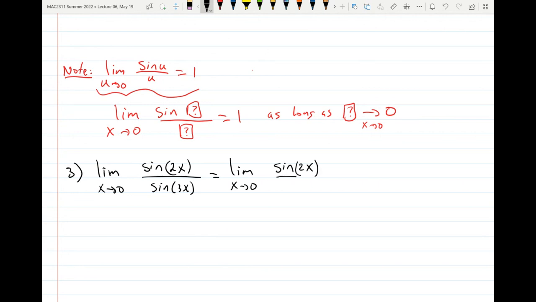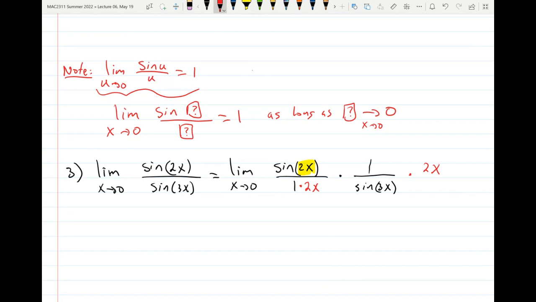I'm going to rewrite this as sine of 2x over 1 times 1 over sine of 3x. And then, let's wonder what we need. For the first fraction, because I have a 2x here, that means that I need a 2x in the denominator. Okay, so I'm going to put it. I need a 2x there. But it was not there. So if I multiply in the bottom, I need to multiply in the top. So I'm going to put a 2x here outside.